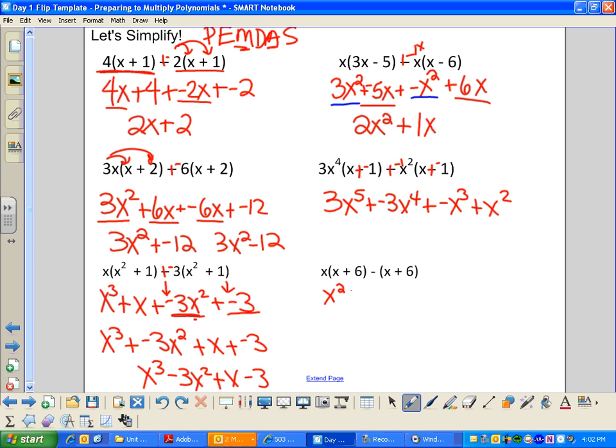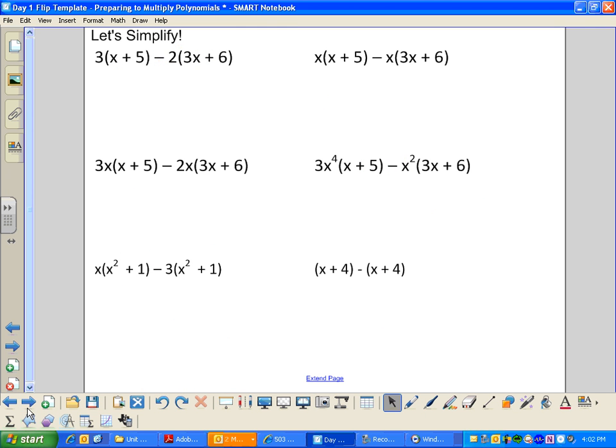So the x squared plus 6x. Ooh, remember this? We're going to change this to plus negative 1 plus negative 1x plus negative 6. Is there anything I can combine? I think I got to combine those. So I end up with x squared plus 5x plus negative 6, or you could have minus 6. You try the ones on the next page. Pause.